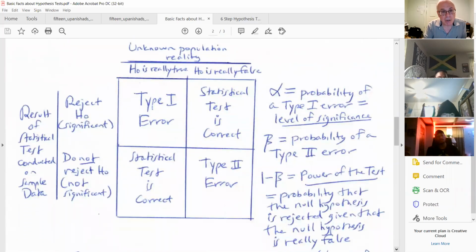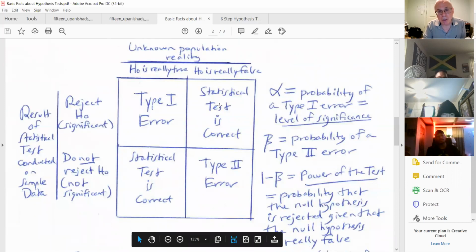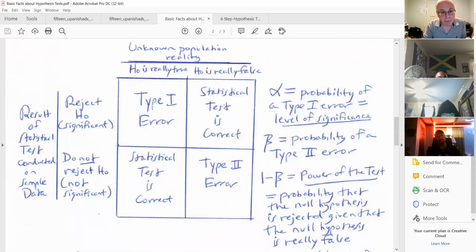It's really important. Here is a box which contains the idea of errors that are made in hypothesis tests. On the top here is the unknown population reality. Unknown because otherwise, why would we do a hypothesis test, right? If we know the population mean or proportion, there's no need to do any testing. But if it's unknown, then we do the test. Now, we were hypothesizing about the population parameter. In reality, the null hypothesis is either going to be true or it's going to be false. That's the reality.